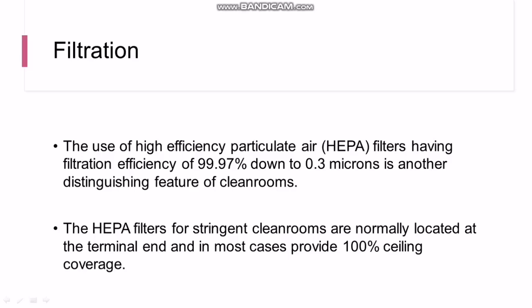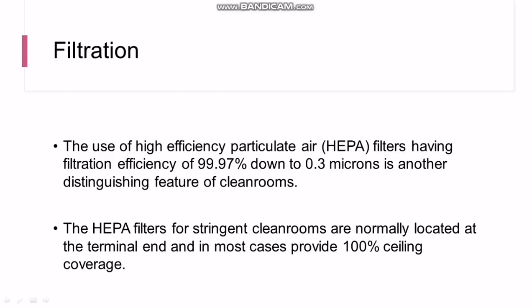And what kind of filtration do you need for your clean room? We need high efficiency particulate air, that is HEPA. HEPA filters have a filtration efficiency of 99.7% down to 0.3 microns, which means airborne particles with a diameter of 0.3 micron and above are filtered through a HEPA filter. So we use these kinds of filters in our clean rooms at the supply terminals, at the diffusers, so that clean air flows to the clean rooms.